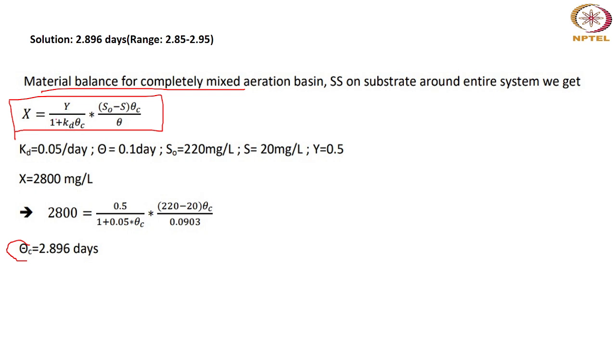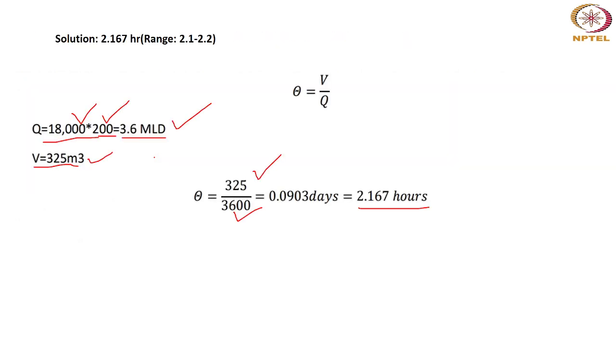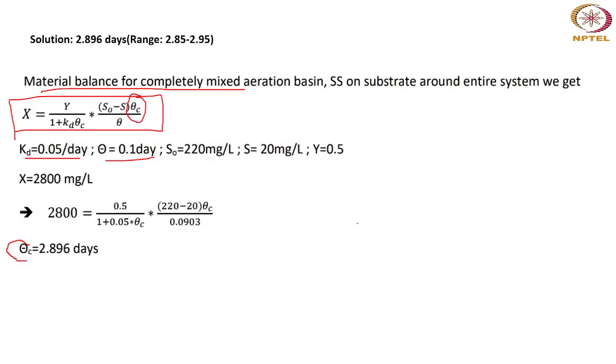You will find that X equals Y divided by 1 plus kd theta c, multiplied by S naught minus S, multiplied by theta c divided by theta. So theta c I need to calculate, right? Kd, the decay constant, was given as 0.05 day inverse. Theta, which is HRT, I just calculated as almost 0.09 days, that is almost 0.1 day. You can write down S naught as 120 mg per liter, S as 20 mg per liter, and Y equals 0.5. X equals 2800 mg per liter.